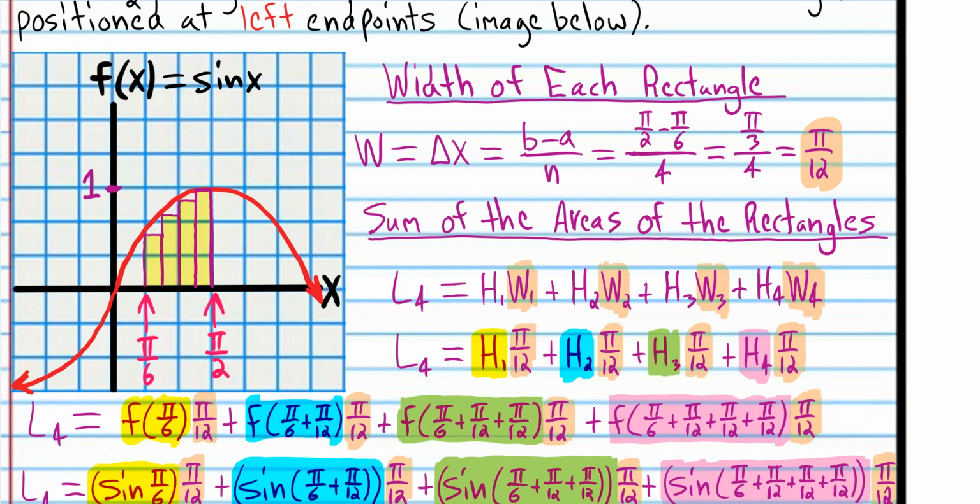So the area of a rectangle is height times width. So we need to find the widths of the rectangles first. And again, for all the problems today, the widths of the rectangles are going to be the same. They all have the same widths.